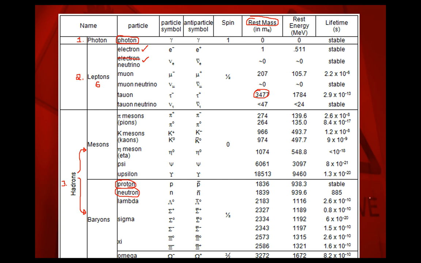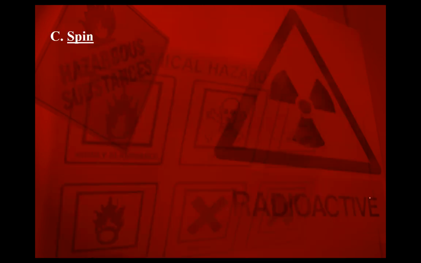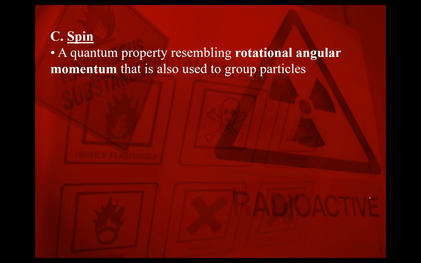But we're also going to talk about those two subfamilies there, called a meson and a baryon. To distinguish those two families, we need to talk very briefly about another quantum property that's referred to as spin. Spin is a quantum property that resembles rotational angular momentum that is also used to group particles. Trying to understand what spin is is really difficult. This is probably better explained by a chemistry teacher than by me.